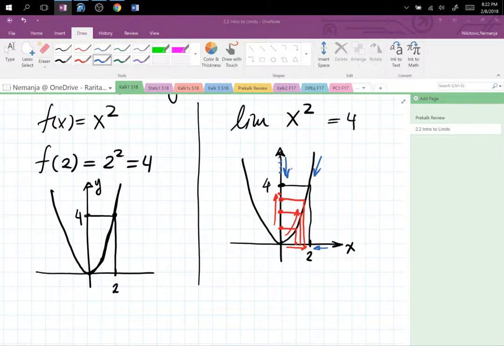Calculus calculation doesn't care about 2. It cares about all of the infinity of the red points in front and all of the infinity of the blue points after. And it's going to look at the trend, at the progression of the y values, and infer the answer at 2. With limits, you never compute at the point of interest.